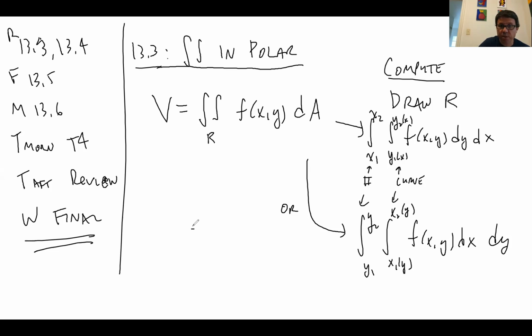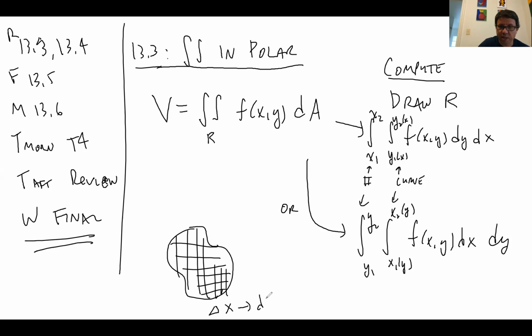This came from taking your region R, chopping it up into pieces this way, chopping it up into pieces this way. You had lots of delta x's, which became dx, and lots of delta y's, which became dy. That's the way this works in rectangular coordinates.